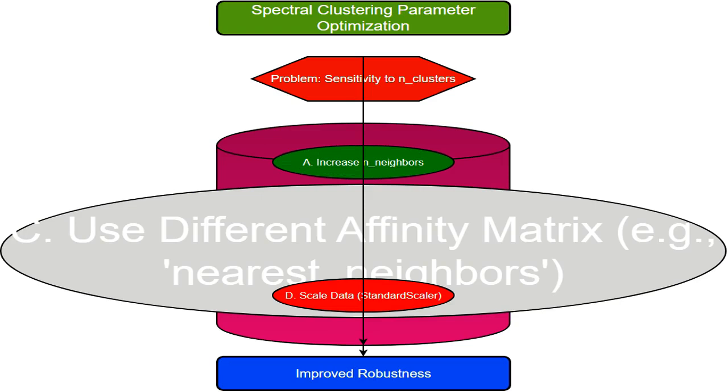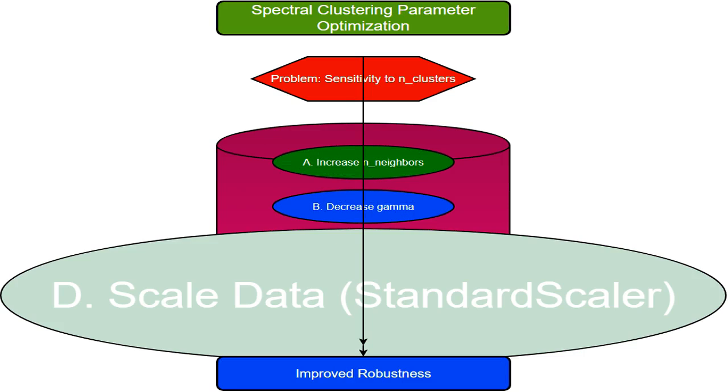This option suggests trying a different way to define the relationships between data points. The affinity matrix, using a different matrix, such as nearest neighbors, can potentially create a more robust clustering result. Scaling the data can be beneficial for many machine learning tasks, including this one. It helps to ensure no single feature dominates the calculations. However, it does not directly solve the core problem of NCLUSTERS sensitivity. It's a general improvement, but not directly related to this specific issue.